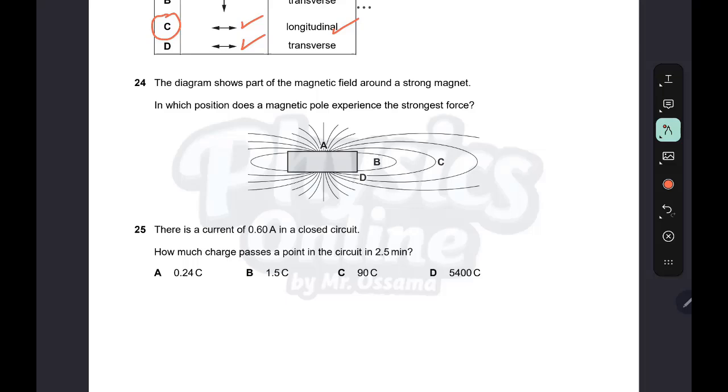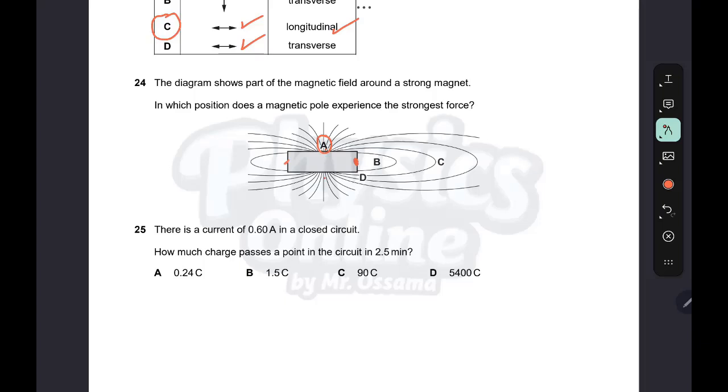The diagram shows part of the magnetic field around a strong magnet. In which position does a magnet pole experience the strongest force? The strongest force of the magnet is near to the pole. If you check here, this is not the pole. This is the pole, where the magnetic field lines get out here or go in here, according to the direction, of course. This is the pole A, here and here. So the strongest magnetic field is at A.